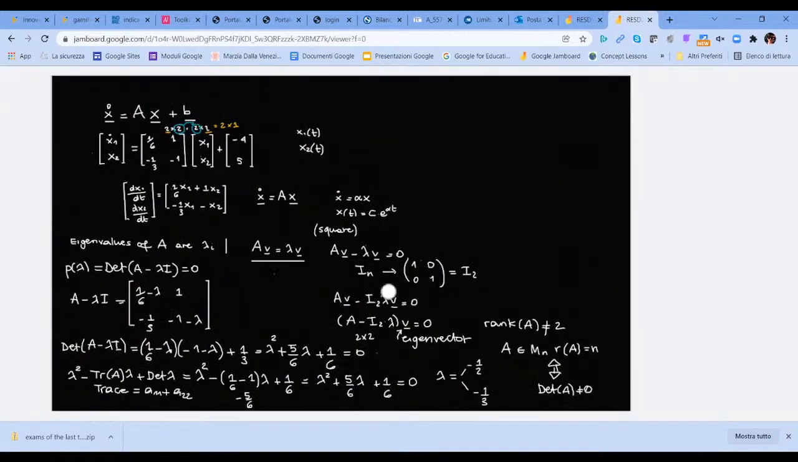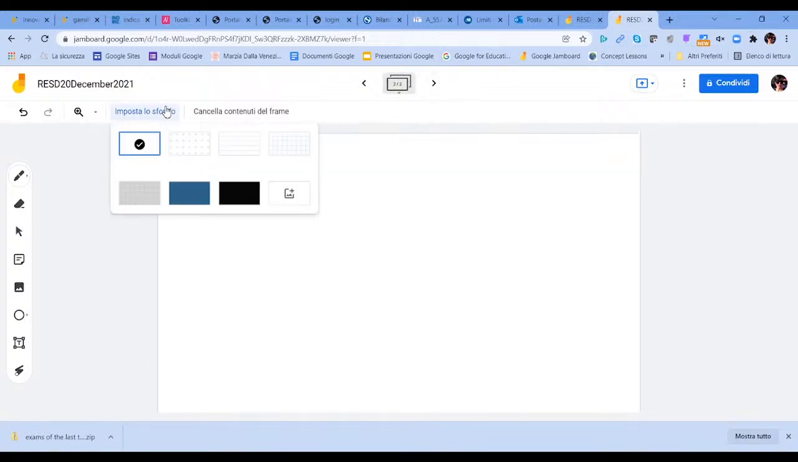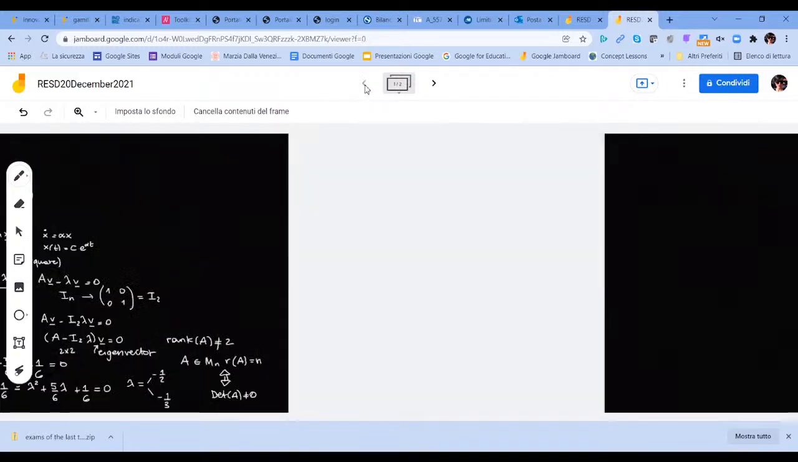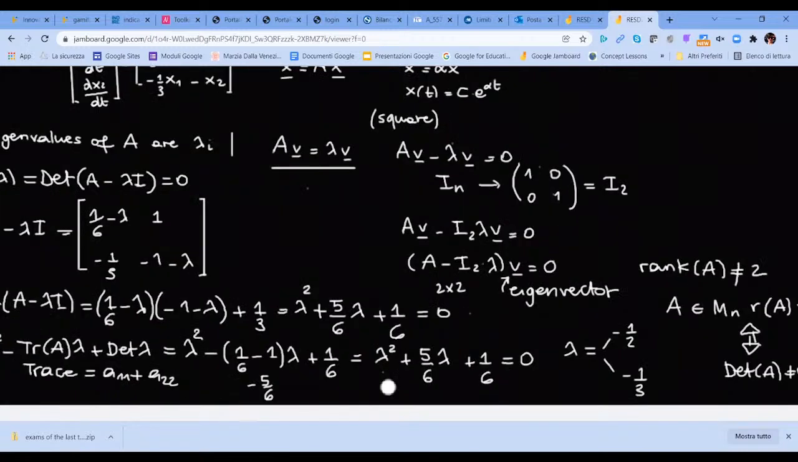So let's change board. I think everything is clear because I know that you already saw this kind of computation in your lectures, but if you have some questions... Yes? Shouldn't the sum be plus 5/6? Sorry? The sum should be 5/6, right?